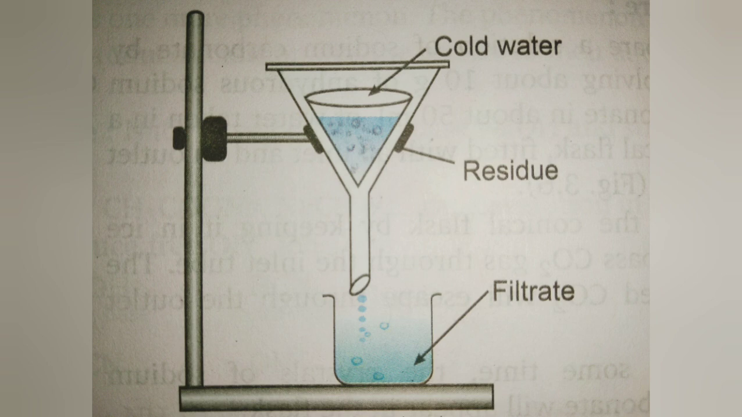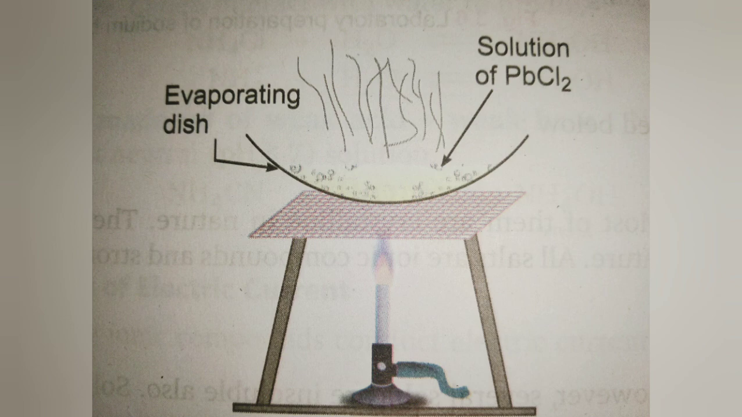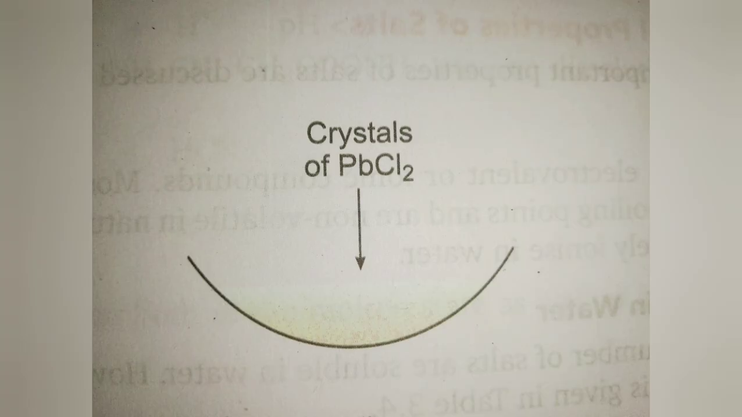The residue obtained is then transferred to an evaporating dish and dissolved in a minimum amount of hot water, as lead chloride is soluble in hot water only and insoluble in cold water. The evaporating dish is heated for some time. The solution is then cooled and after some time needle-shaped crystals of lead chloride are formed in the dish. The crystals of lead chloride are filtered and dried.